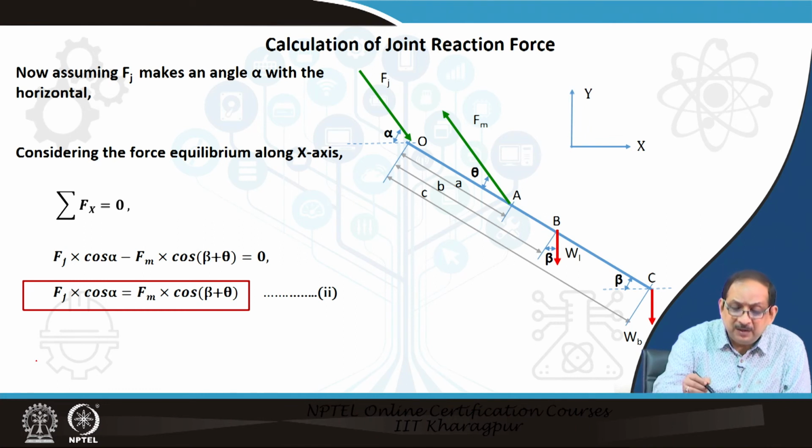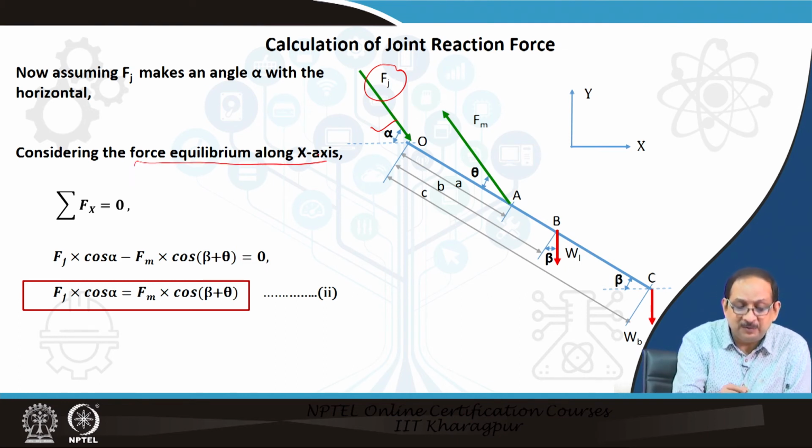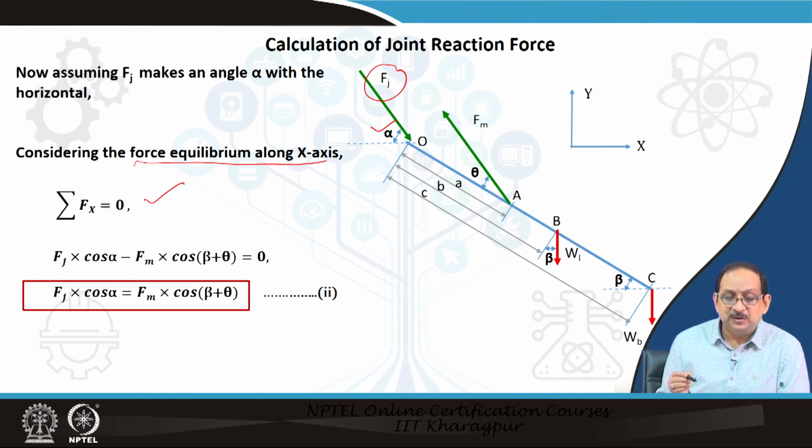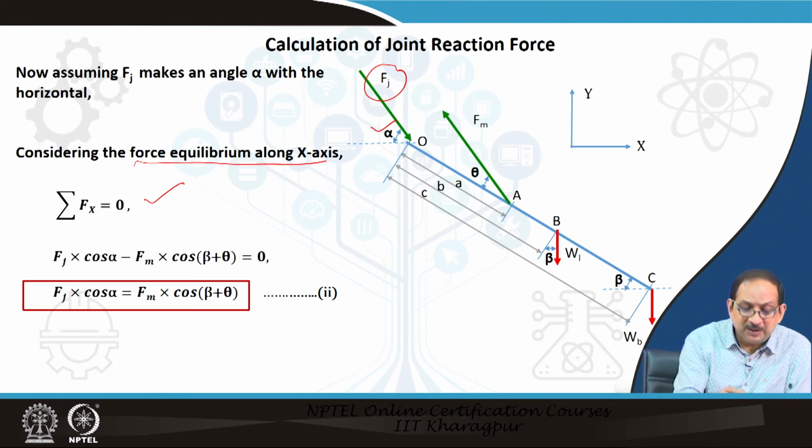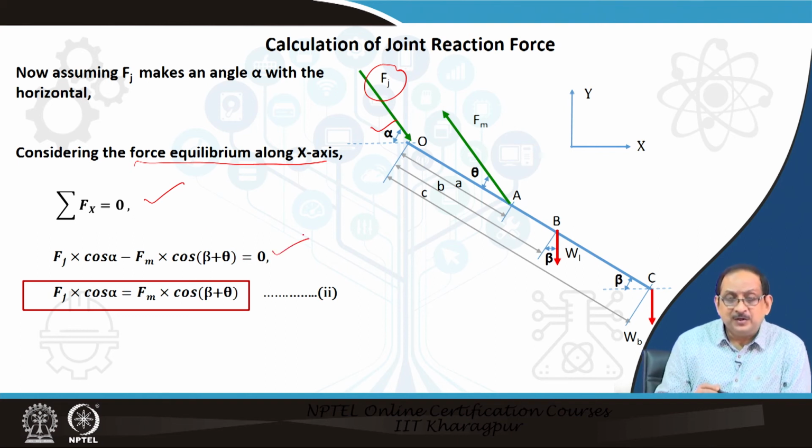Now, assuming the joint reaction force Fj makes an angle alpha with the horizontal, we can consider the force equilibrium along the x axis, that is the summation of the forces resolved along the x axis, and we can write down the equation as shown in this figure.